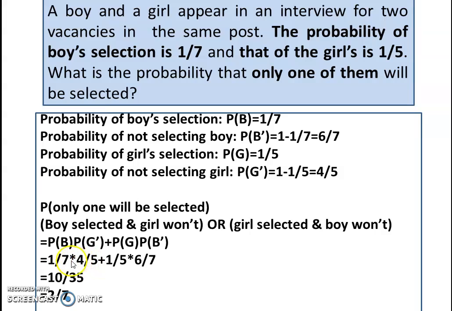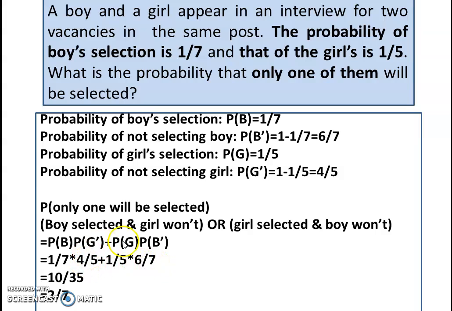So we will multiply both values. Now second scenario, girl will be selected. So the probability of selecting the girl is 1 upon 5 and the boy will not be selected. So the probability of not selecting the boy is 6 upon 7. So we will multiply 1 upon 5 into 6 upon 7.